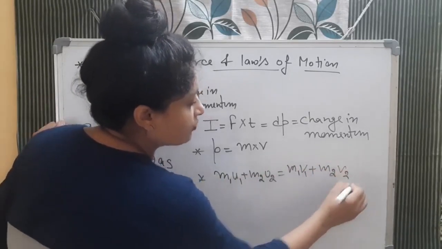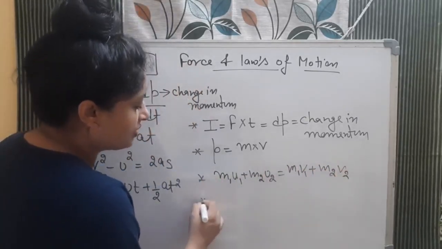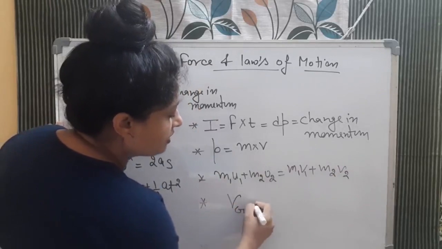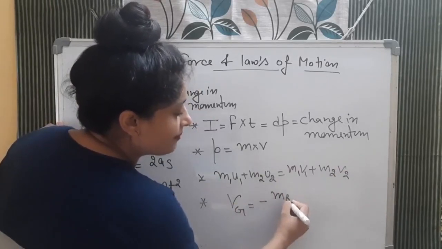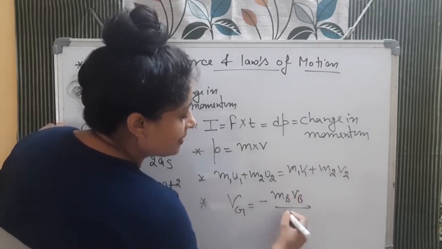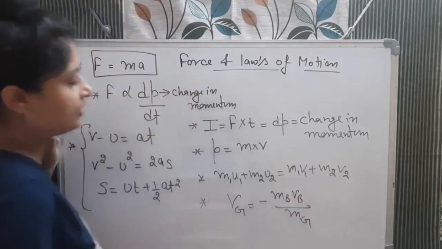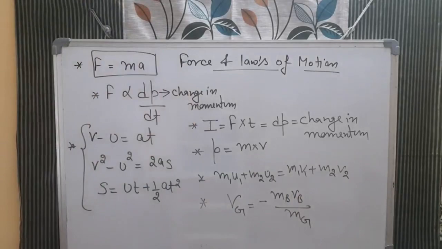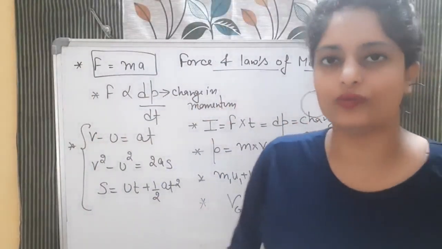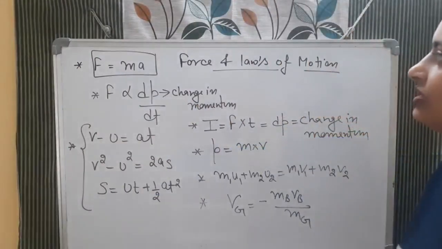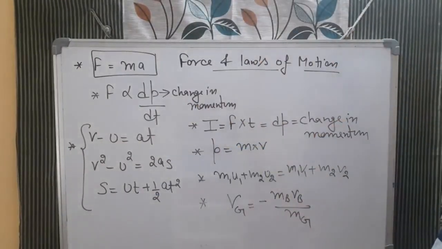This topic also we completed. Then the recoil velocity of a gun. If we are finding out vg, it is equal to mb vb divided by mg. So all these formulas we studied in this chapter. If you know these formulas, you can solve any kind of numerical, any kind of NCERT question. You just need to know these formulas.